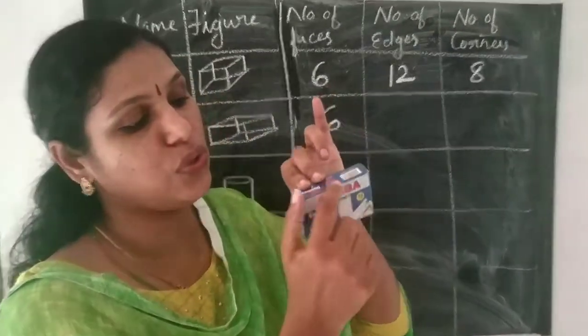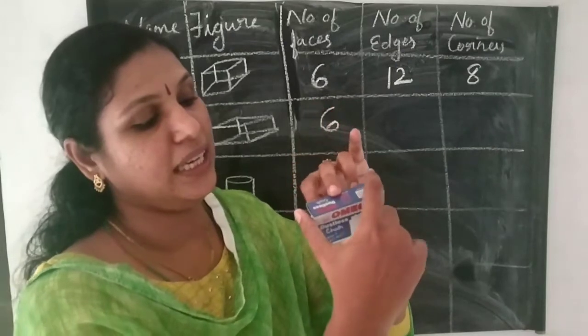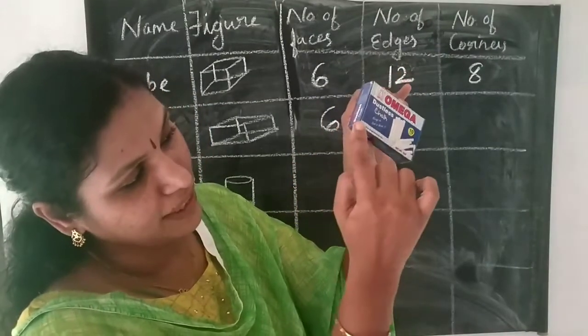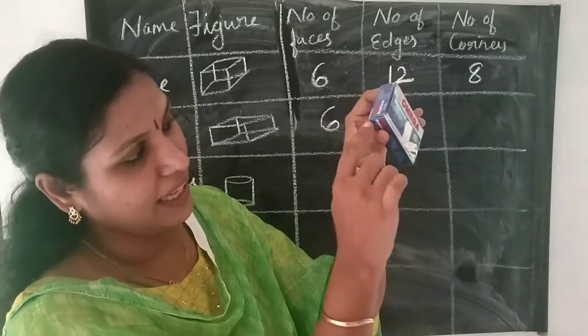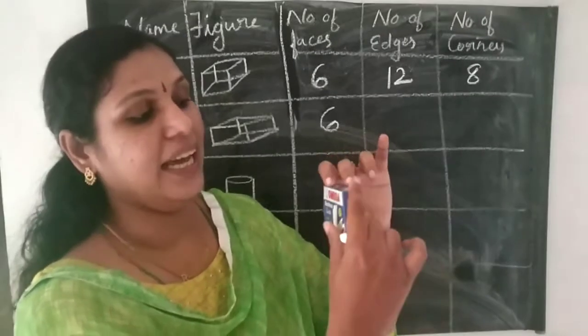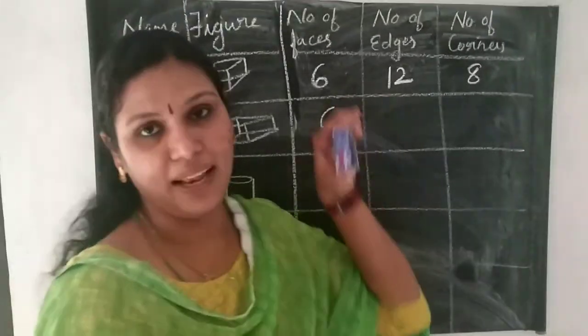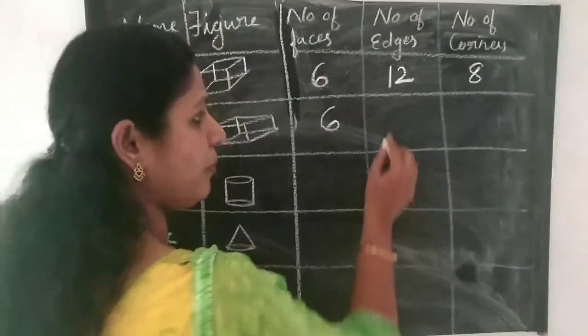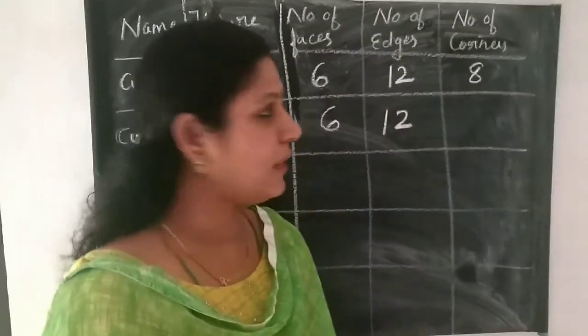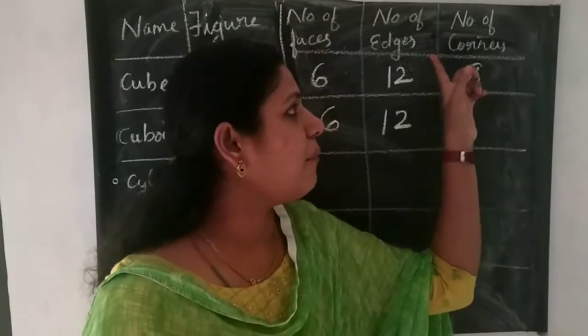1, 2, 3. Then 4. The back side 5, 6, 7, 8. Then 9, 10, 11, and 12. Okay. Then how many edges are here? 12 edges. Okay. Then number of corners.